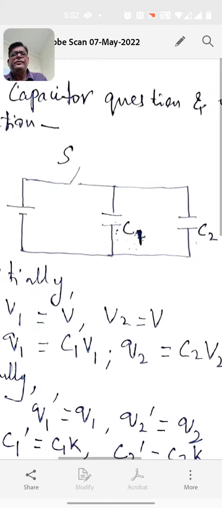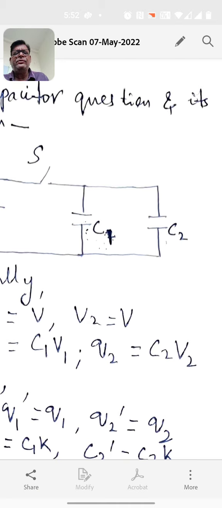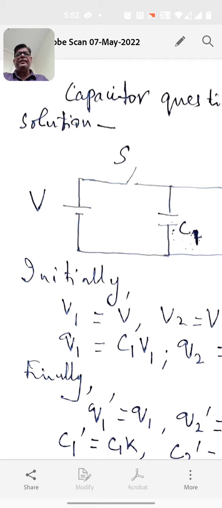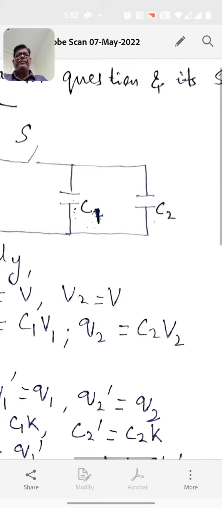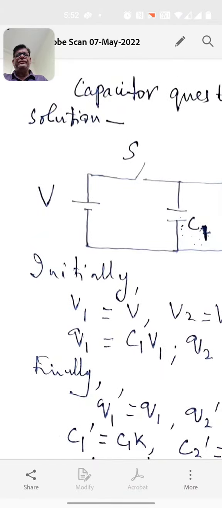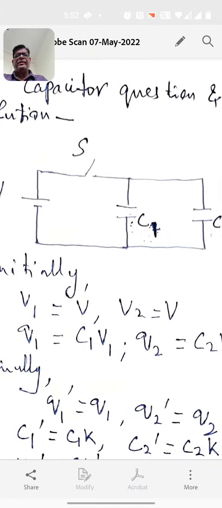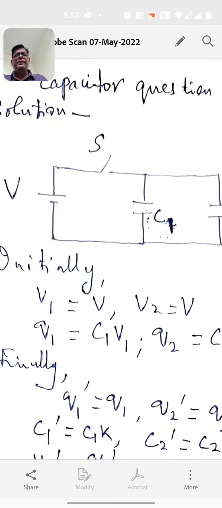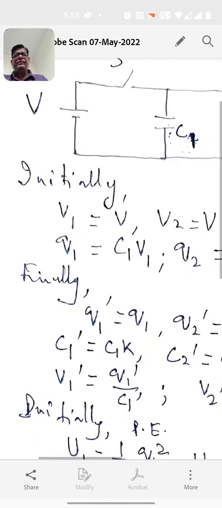The question is: two capacitors C1 and C2, as shown in the figure, are connected with a switch F and a battery of potential difference V. Initially, switch F is closed, and after some time switch F is opened and a dielectric slab of dielectric constant K is inserted fully between the gap of each capacitor C1 and C2.